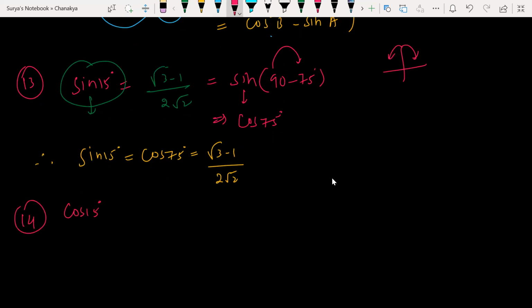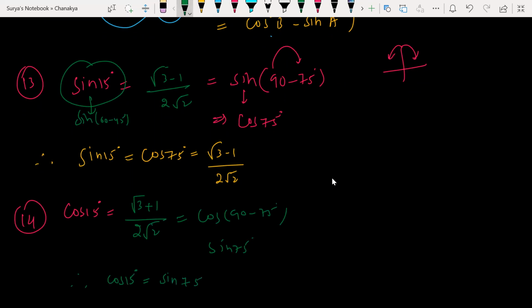So cos 15 degrees is what? Let me tell you a direct formula here. I don't want to explain everything from scratch. Cos 15 can be written as cos of 60 minus 45. Apply the cos formula and you get it simply. Now cos 15 can be written as sine 75, because cos of 90 minus theta is sine theta, so cos 15 is cos of 90 minus 75, which is sine 75. Therefore cos 15 is equal to sine 75 degrees, which is equal to root 3 plus 1 divided by 2 root 2.